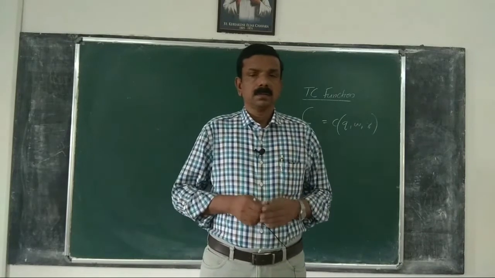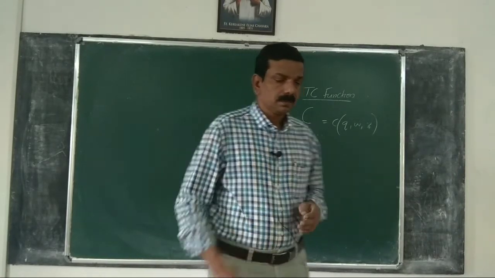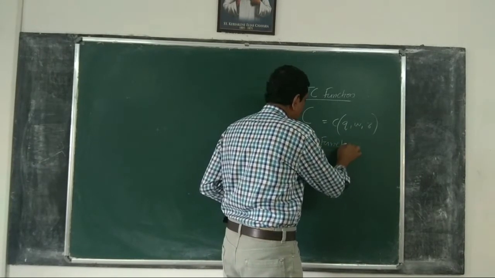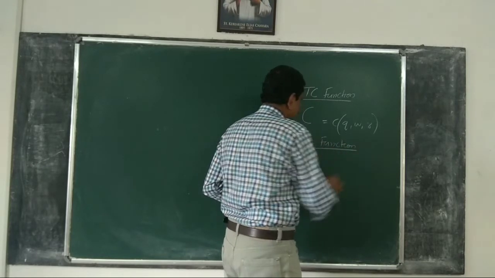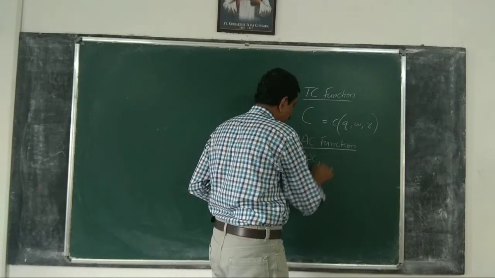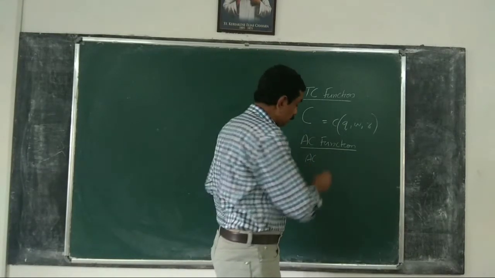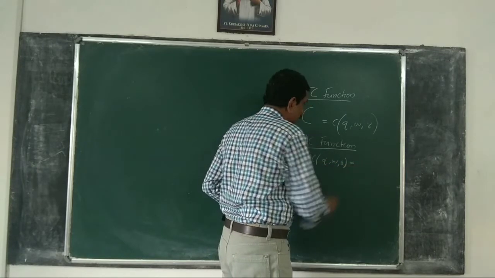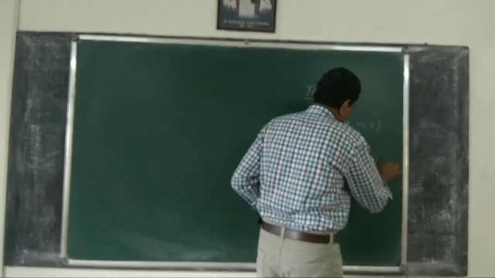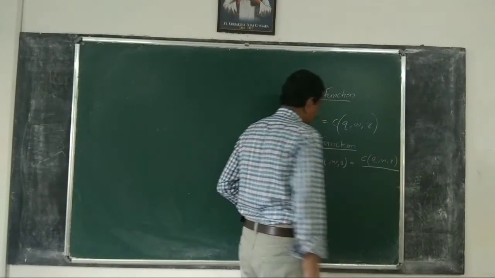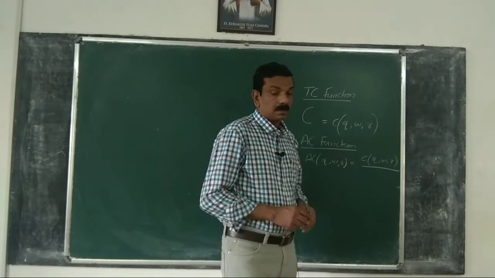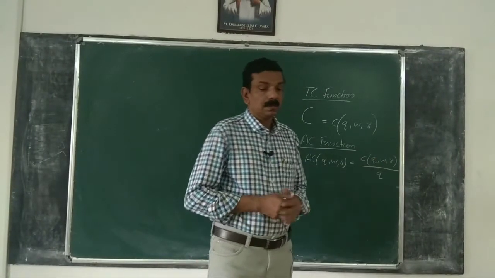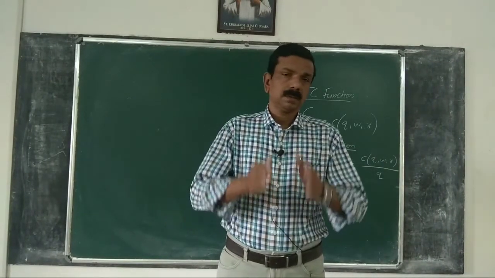Now, given the total cost function, the average cost function AC of Q, W, R is equal to C of Q, W, R by Q. Average cost is total cost divided by quantity. That is the per unit cost curve.